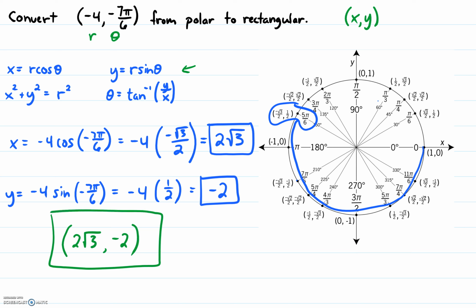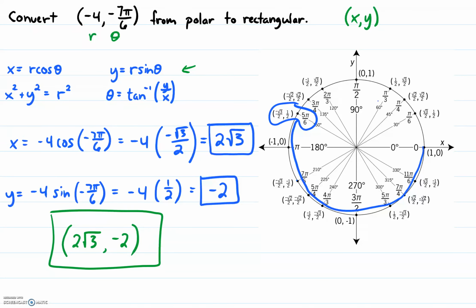Now, there is a way that you can check these and make sure that they make sense. You could plot the original point (-4, -7π/6) if you wanted to, just to get an idea of where it's going to be, and then look at the rectangular version and make sure at least you end up in the same quadrant. You definitely don't have to do this. This is just to check yourself.